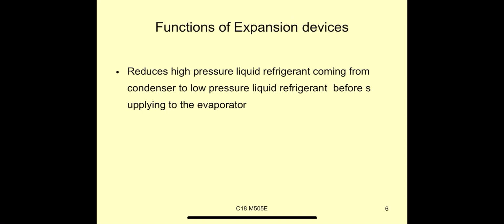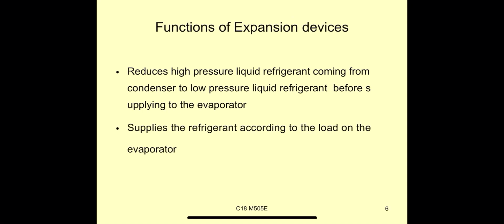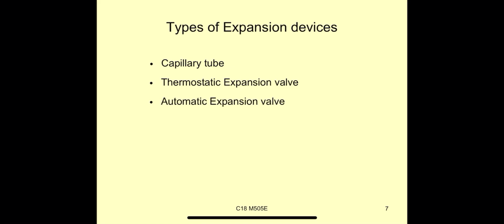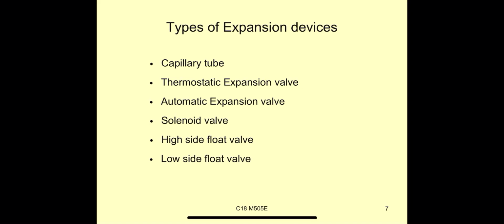The function of expansion devices is to reduce the high pressure liquid coming from the condenser to low pressure liquid refrigerant before supplying it to the evaporator. It supplies the refrigerant according to the load on the evaporator. Okay, types of expansion devices: capillary tube, thermostatic expansion valve, automatic expansion valve, solenoid valve, and high side float valve and low side float valve. These are the types of expansion devices.